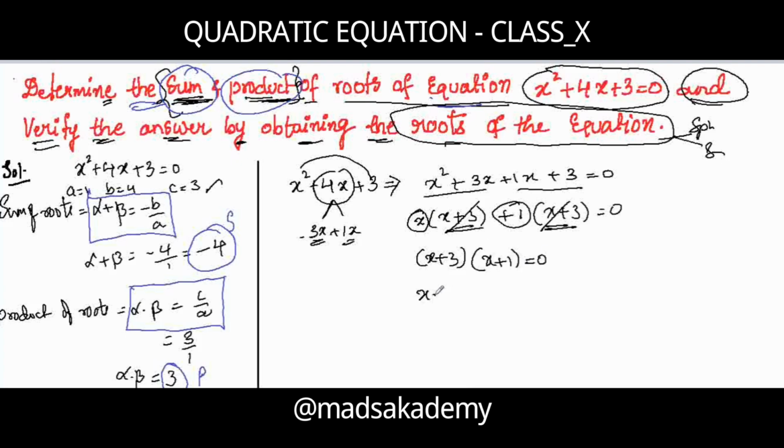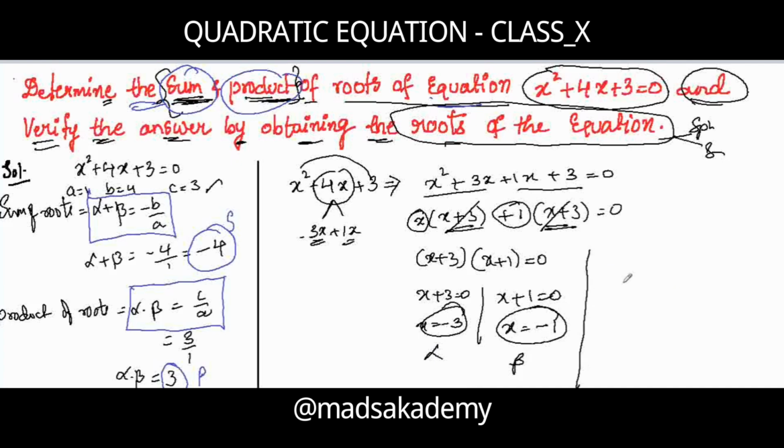From this, x plus 3 is equal to 0, so x is equal to minus 3. From this, x plus 1 is equal to 0, so x is equal to minus 1. So if you observe here, one root is alpha, another root is beta. Once try to find the sum. Alpha plus beta is equal to, alpha I got minus 3 plus beta I got minus 1. So minus 3 minus 1, right, which is minus 4. Then the product alpha into beta, where alpha is minus 3 and beta is minus 1, which is 3.